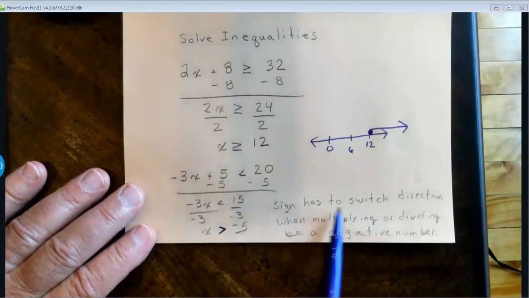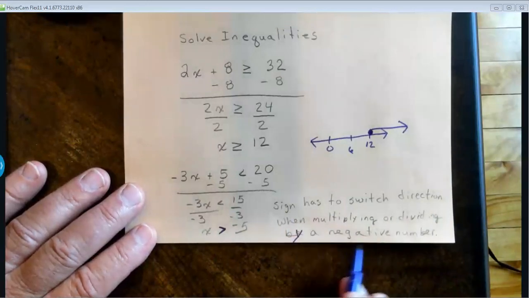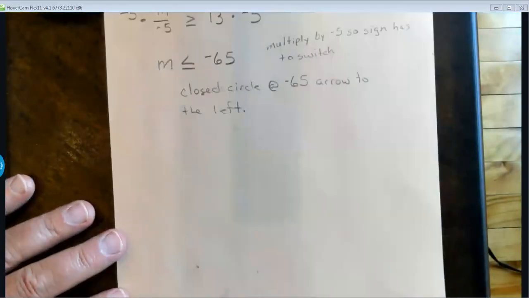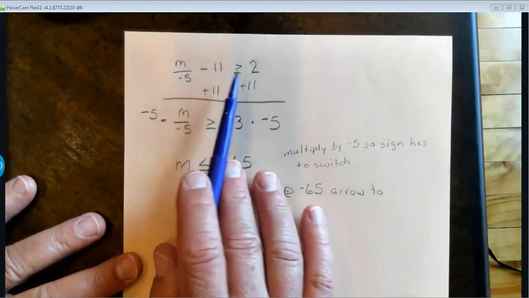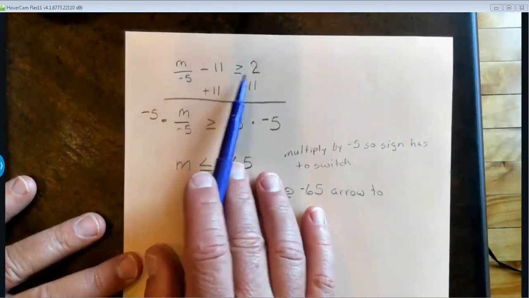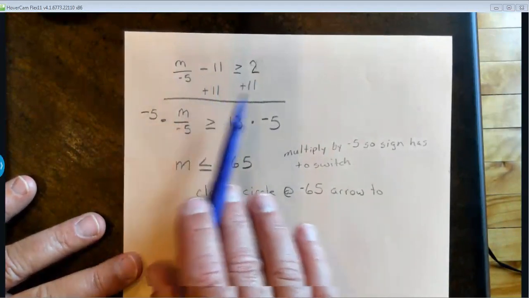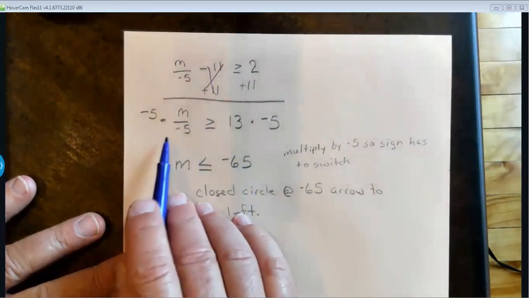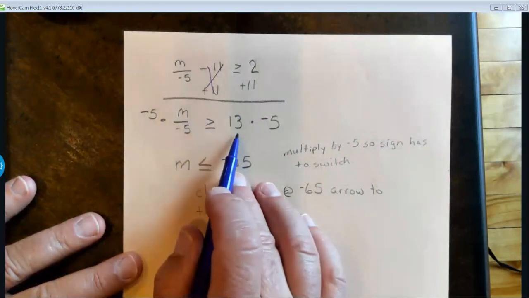Okay, again, the sign has to switch direction when multiplying or dividing by a negative number. All right, one more example here. M divided by negative 5 minus 11 is greater than or equal to 2. So I start by adding 11 to each side, and these two cancel. And M divided by negative 5 is greater than or equal to 13.